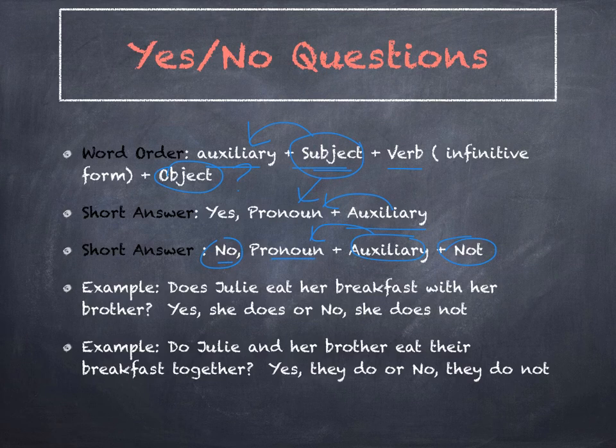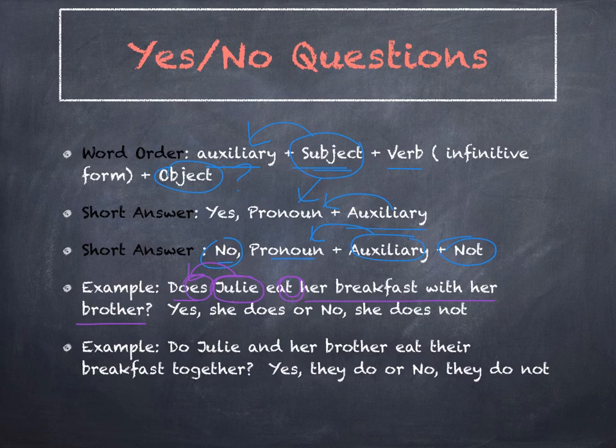Let's look at two examples. The first example is in the third person singular, because my subject is Julie. Julie, third person singular, so I chose my auxiliary does. Then, as you can see, there's no S at the end of my verb. I keep it in the infinitive form because my auxiliary takes the S. And then all of this part here is my object.